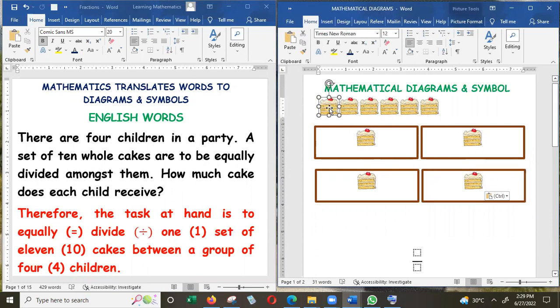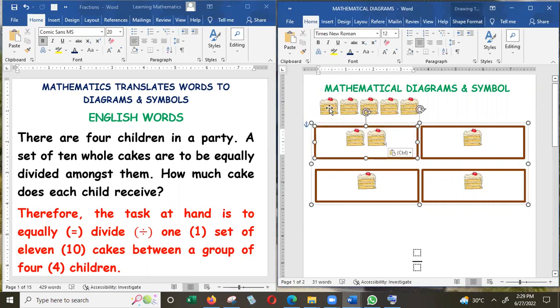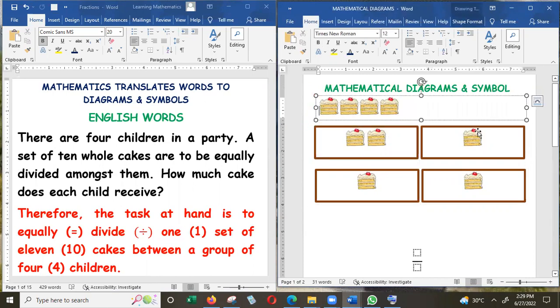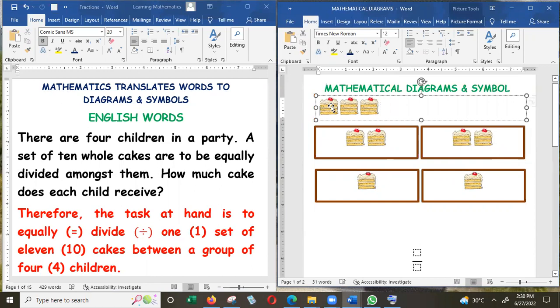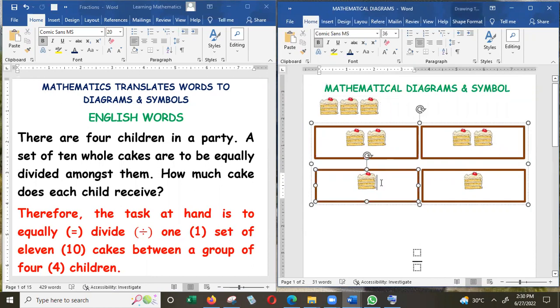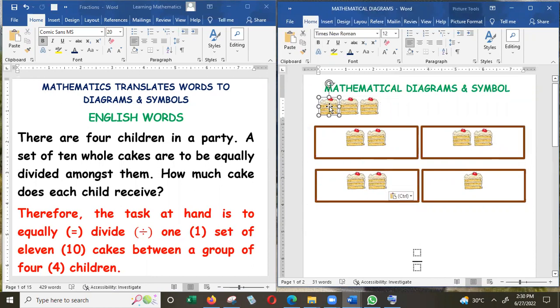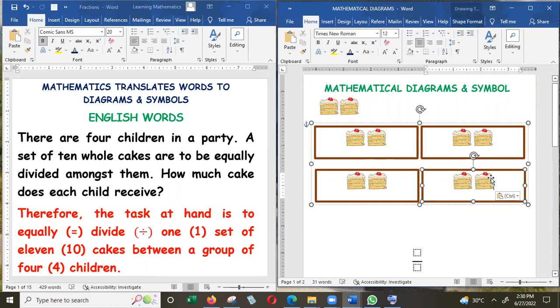So we can repeat that same process. Give this first child another cake, and likewise, the second child gets another cake. The third child can get another cake also, and the 4th child gets another cake. So as you can see now, each of the 4 children has 2 cakes. Now, there are only 2 cakes left.